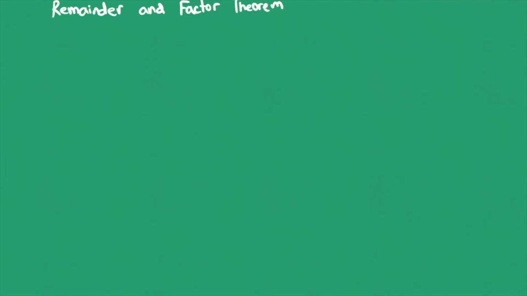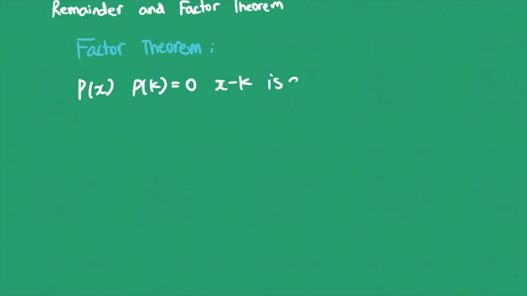Now let me show you another theorem relating to polynomials. This is called the factor theorem. Basically, in the factor theorem, if there's a polynomial p(x) and p(k) equals 0, then x minus k is a factor of the polynomial.